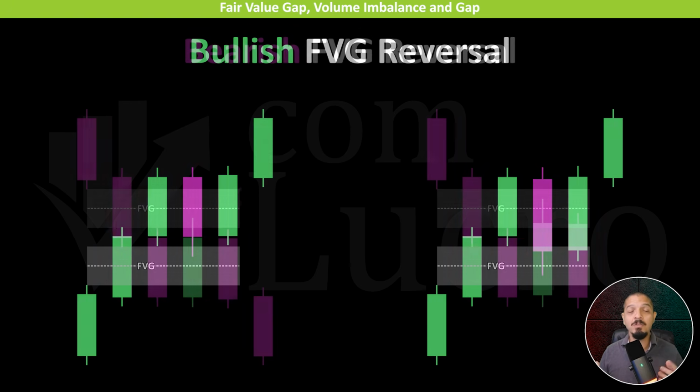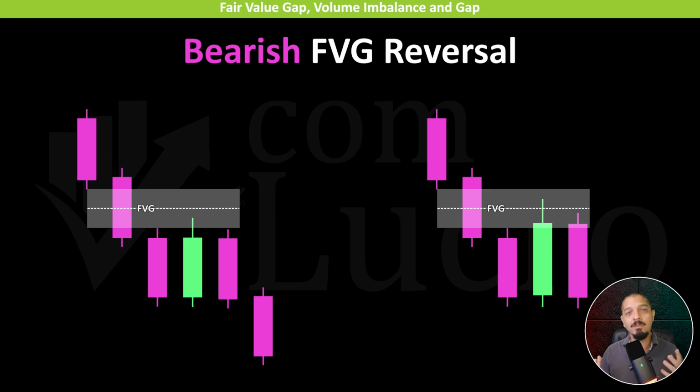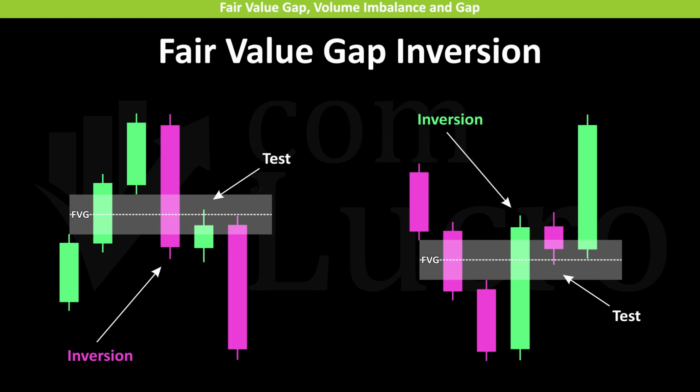In the next illustration, you can see the bearish version of a fair value gap reaction. The principle remains the same, but the structure is inverted. Just like other forms of support and resistance, price can also move through a fair value gap and later react from the opposite side. In ICT terminology, this behavior is called a fair value gap inversion.